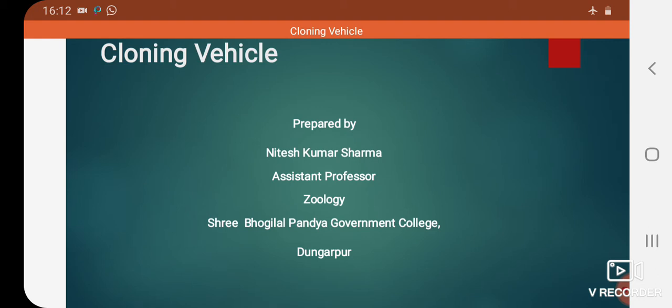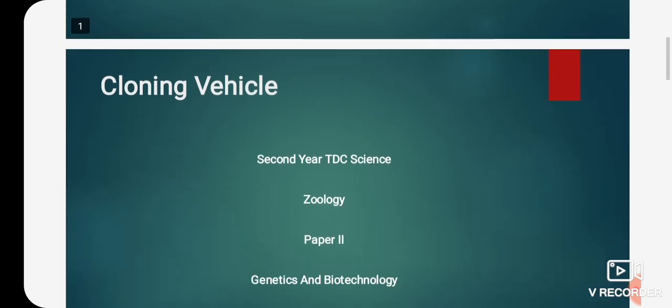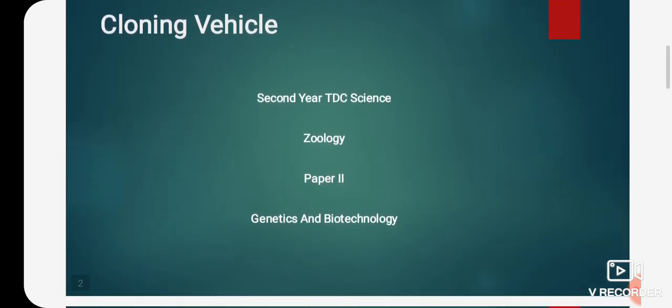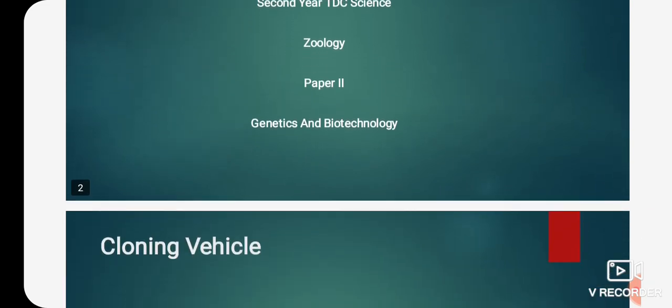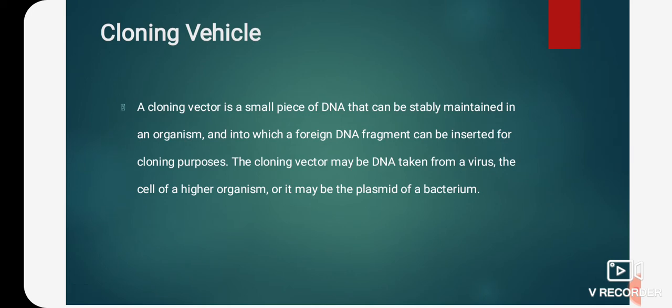Students, today I am teaching you cloning vehicle. This topic, cloning vehicle, is included in the paper 2nd Genetics and Biotechnology of BSc Part 2nd. Students, this cloning vector is very important in genetics and biotechnology.